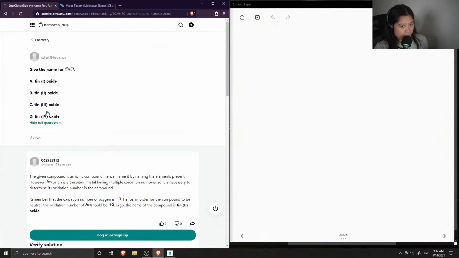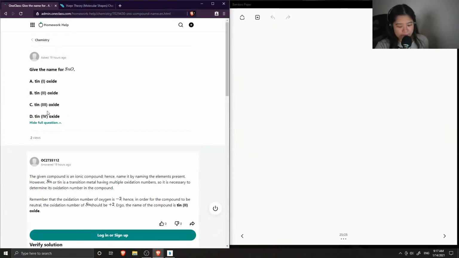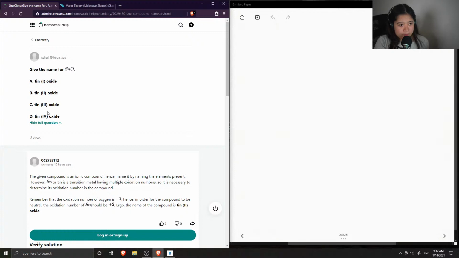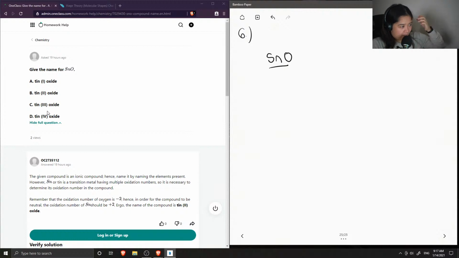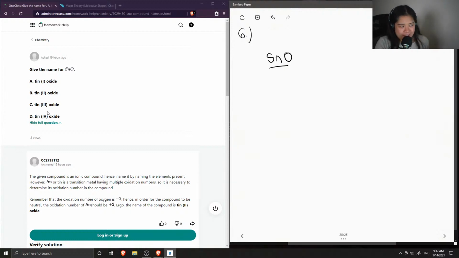Okay, so question number 6 is to give the name for SnO. Is it tin 1 oxide, tin 2 oxide, tin 3 oxide, or tin 4 oxide?